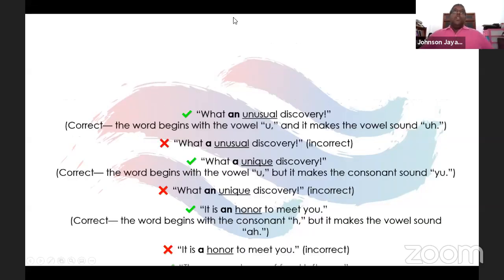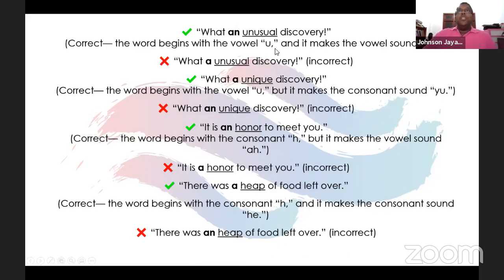Here we go. Right, what an unusual discovery. Now here, unusual, there's a sound, so basically that's a vowel sound. Okay, vowel U. So an unusual. So you're going to be putting "an". You're not going to put "an" just because this word begins with a vowel letter. No, you're only going to put "an" here because it has a vowel sound. This first letter has a vowel sound. So "an" unusual. Okay, so you can't say "what a unusual".